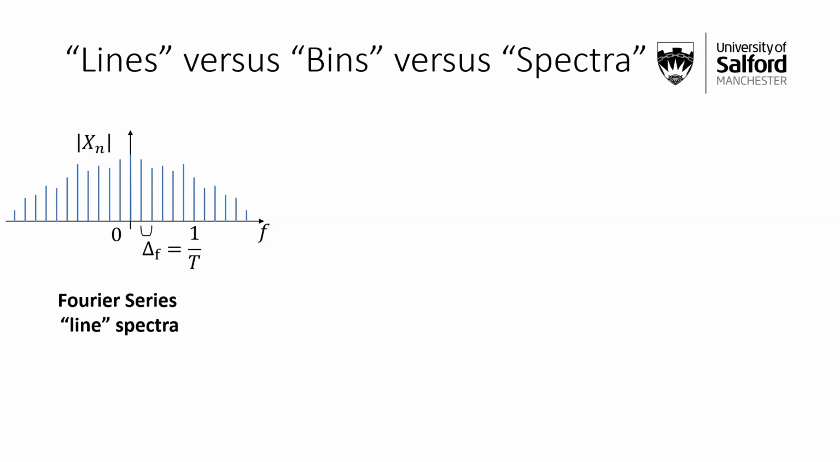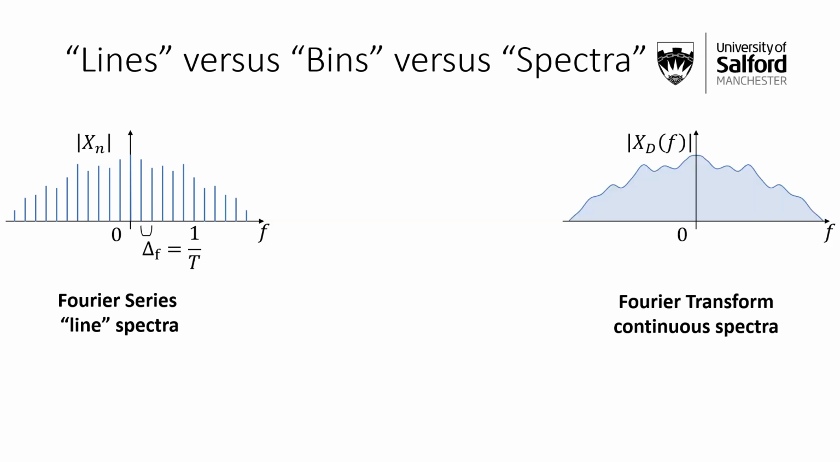On the other hand, over on the right hand side we have a Fourier transform, and we've seen that gives you a continuous spectrum X_d of f. And this is a continuous function in f, so it's a continuous spectrum.